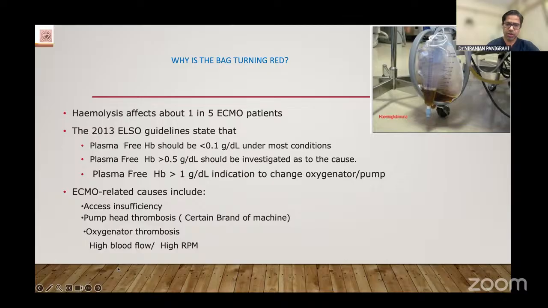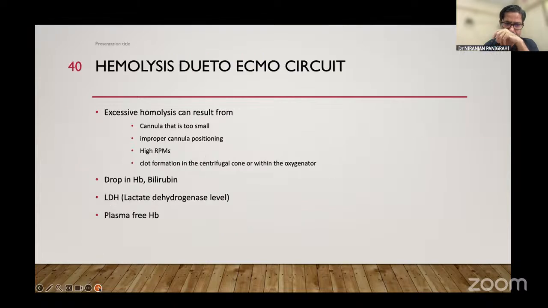There are ways to deal with it. Either people try hemodilution, that's one thing. The second thing is to decrease the flow if it is acceptable. So we have to see. Now, suppose it is because of membrane thrombus or pump head thrombus, then we have to change the pump head or the oxygenator depending upon the patient's tolerance.